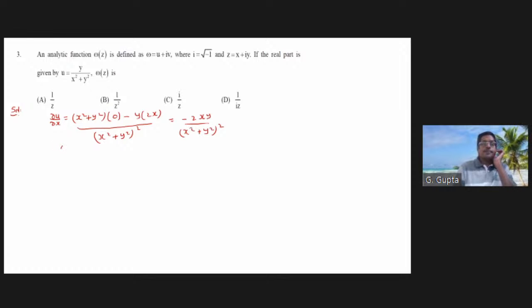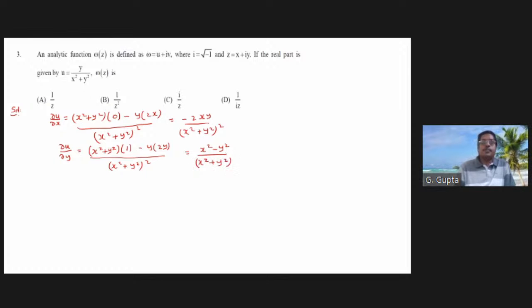And ∂u/∂y: partial derivative with respect to y means x is constant, again it looks like the quotient rule: x square plus y square into the derivative of y with respect to y, which is 1, minus y times the derivative of x square plus y square with respect to y, which gives 2y, divided by x square plus y square whole square. So this simplifies to x square minus y square divided by x square plus y square whole square.